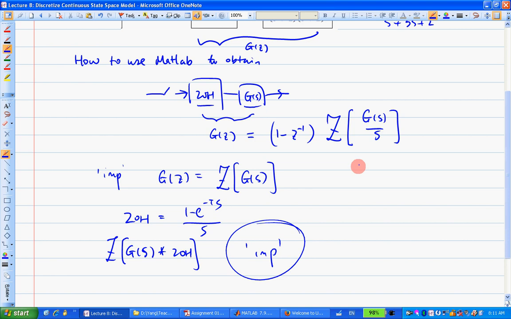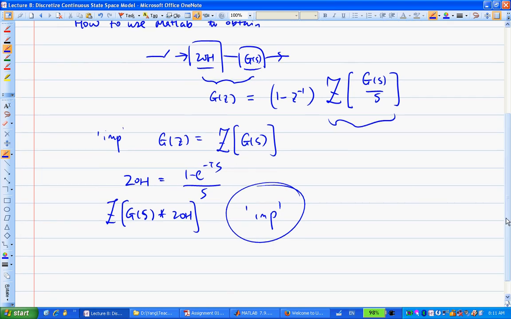Okay? So mathematically, when you see a block like a Z of this guy here, the default is IMP, basically. The table that you have, the Z transform, is also based on this impulse input. Basically, there is an impulse sequence to the system input. So that's a subtle difference there.